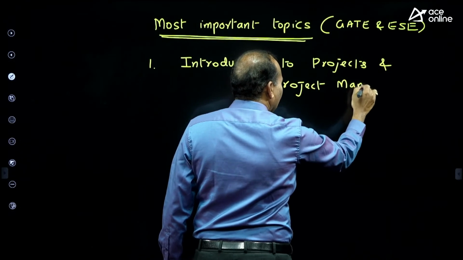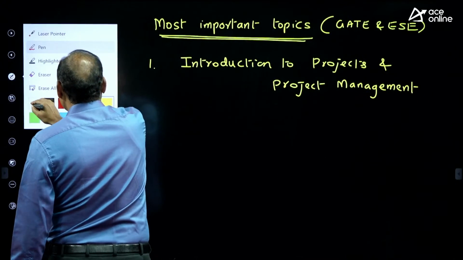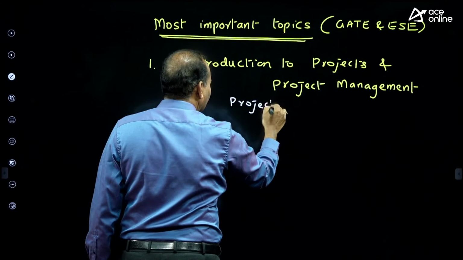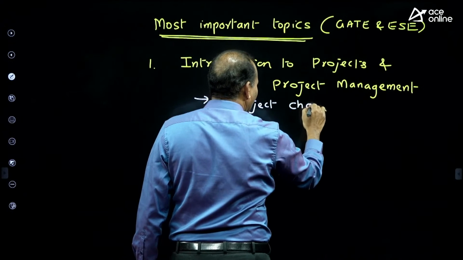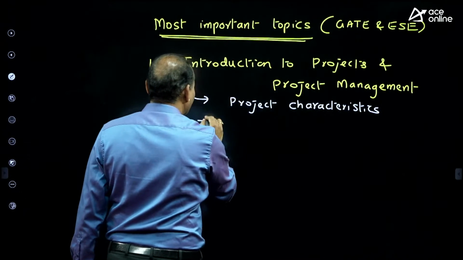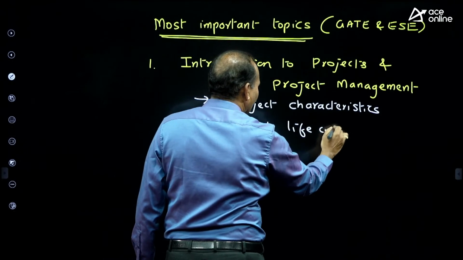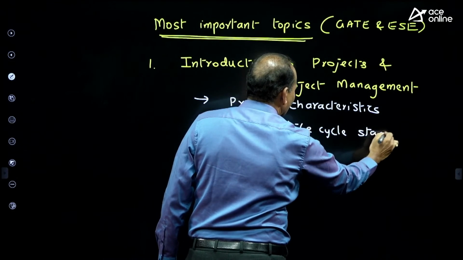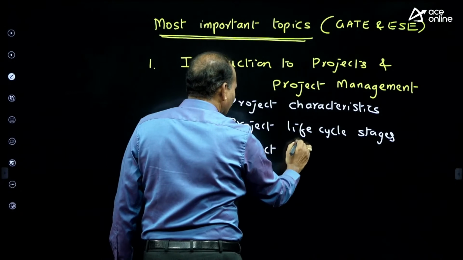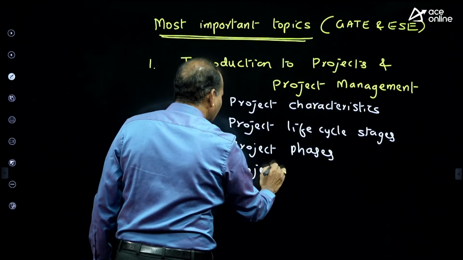So in this introduction chapter, under this, first we have to take project definition and project characteristics, project life cycle, project phases, project management approach.